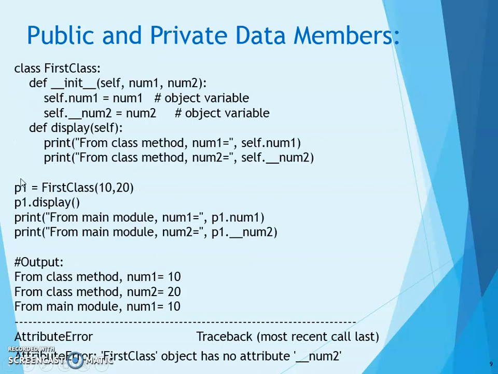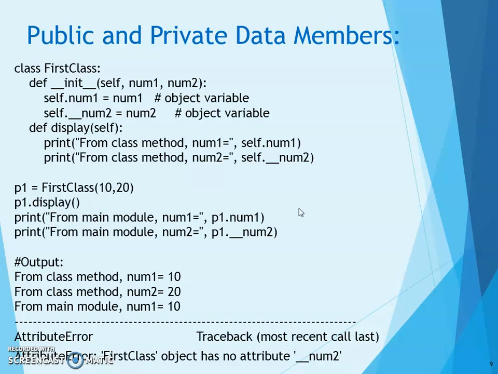We have defined one class, and to the class we are passing parameters 10 and 20. As soon as this is done, the initialization will be done. So here we are creating one object. We are assigning a value to the object variable as the first value, that is 10. Just check the difference. A double underscore is given over here, meaning this num2 is our private data member or private variable. So num1 is the public data member and num2 is the private data member.